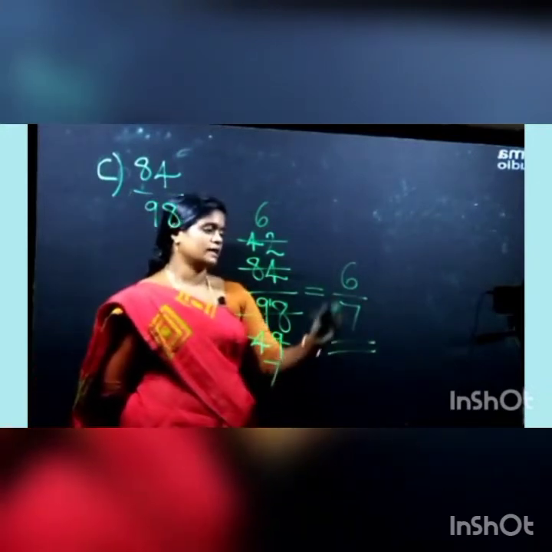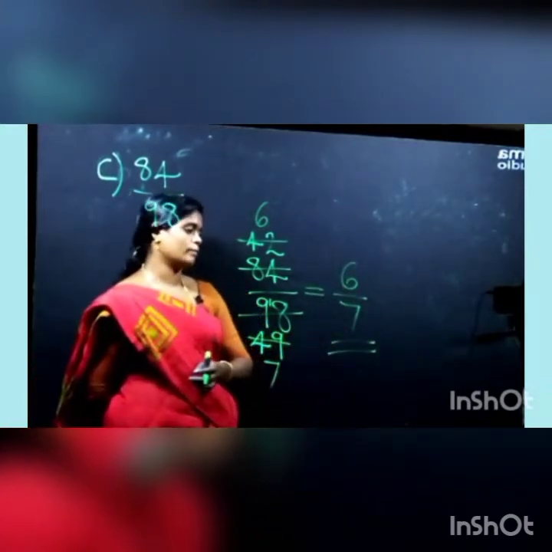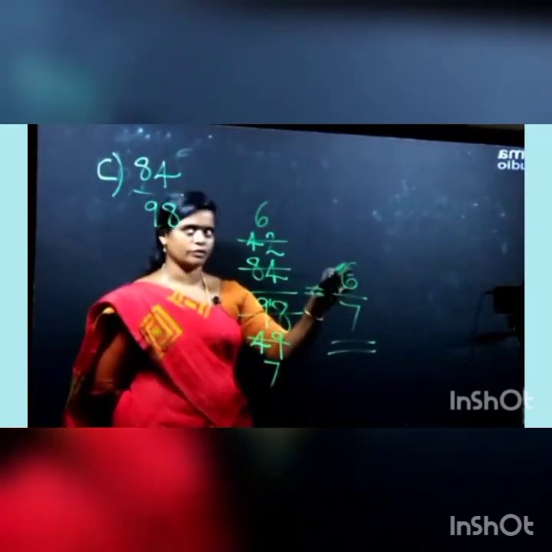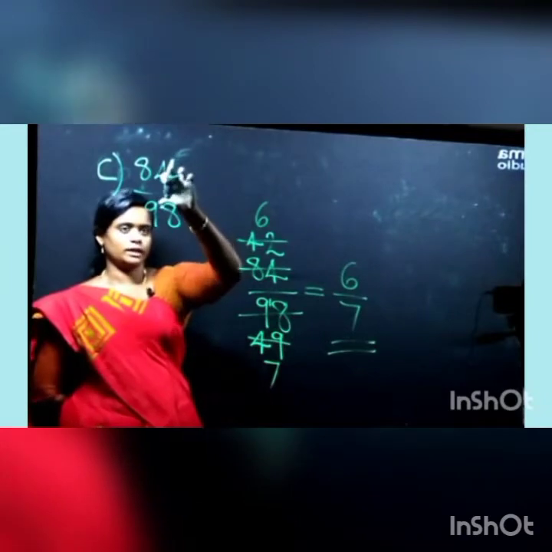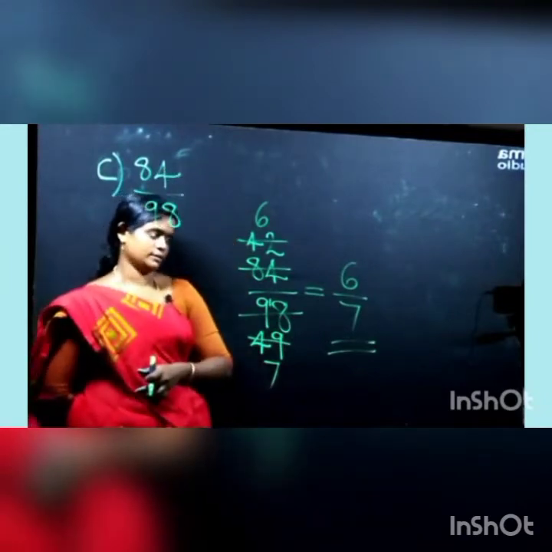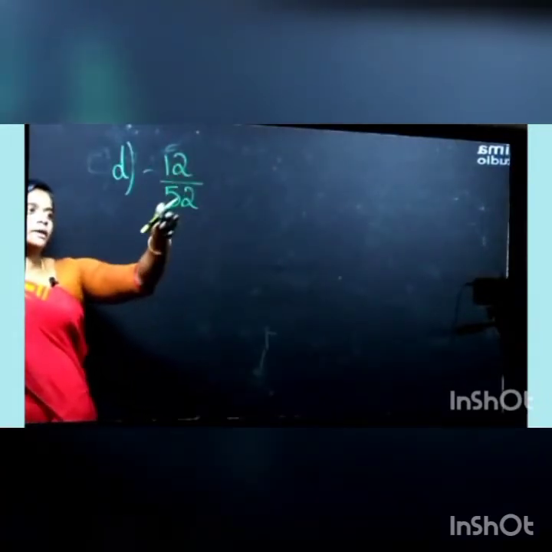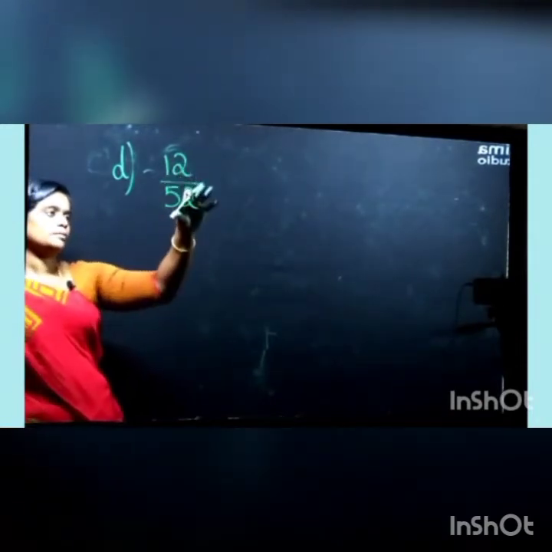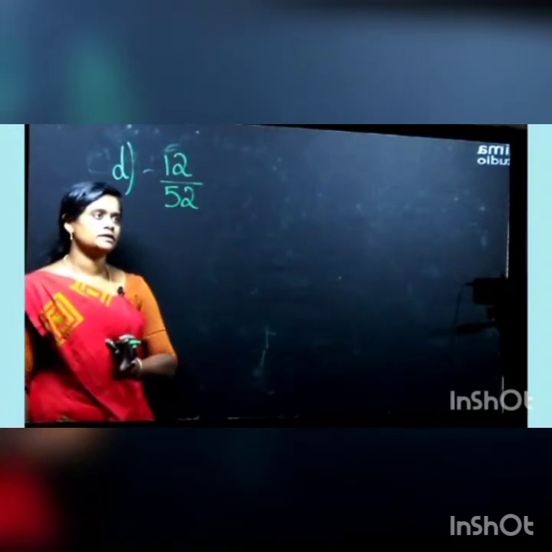Now, 6 and 7 have no common factors other than 1. So, this is the simplest form of the fraction 84 by 98. Next question, 12 by 52. Here we need to convert this 12 by 52 into the simplest form.